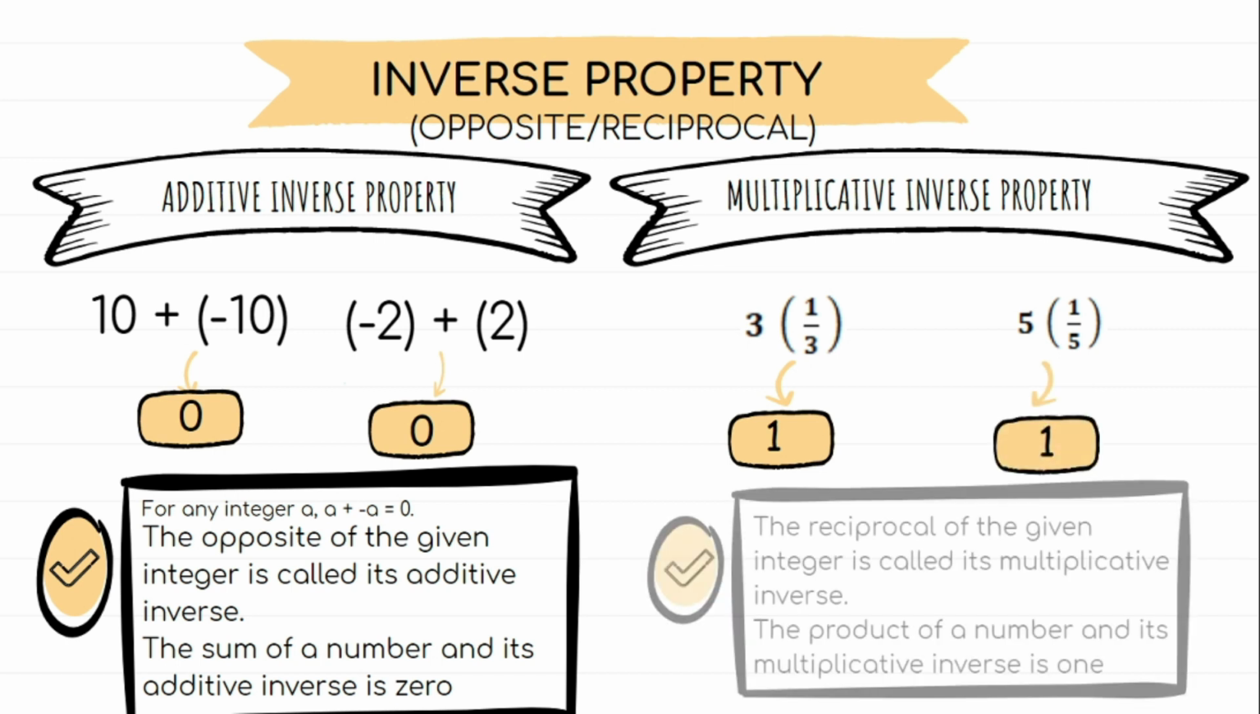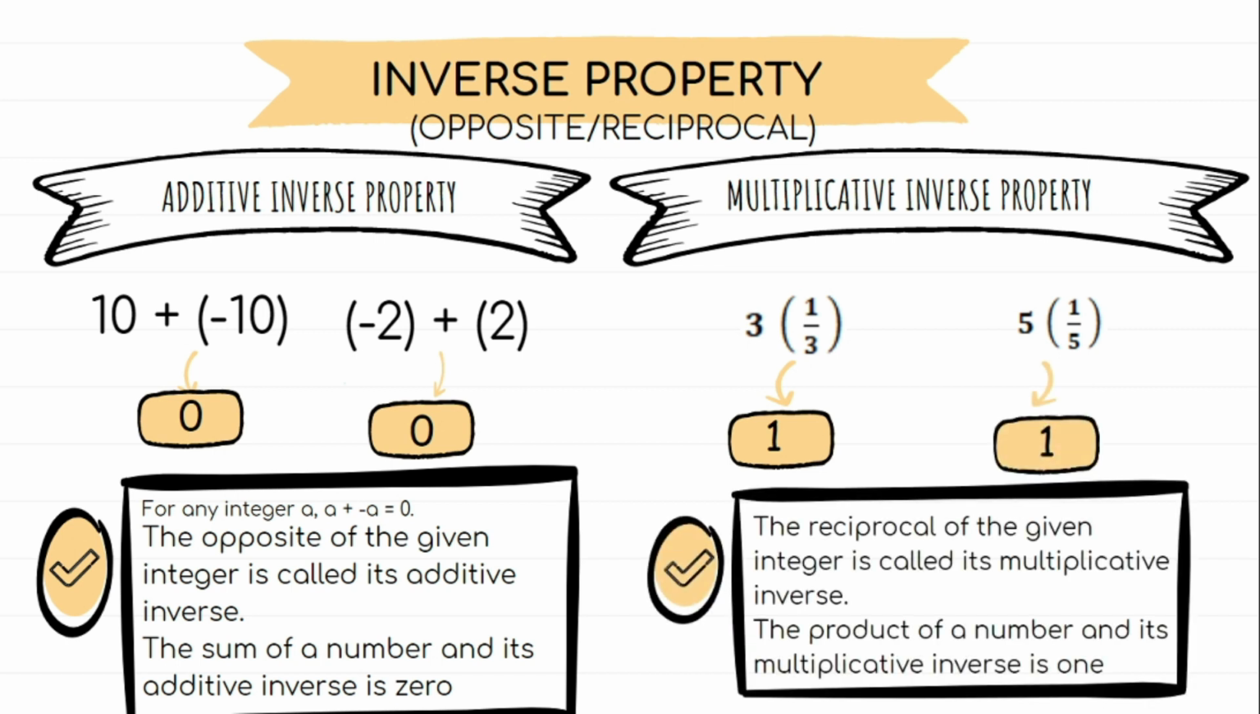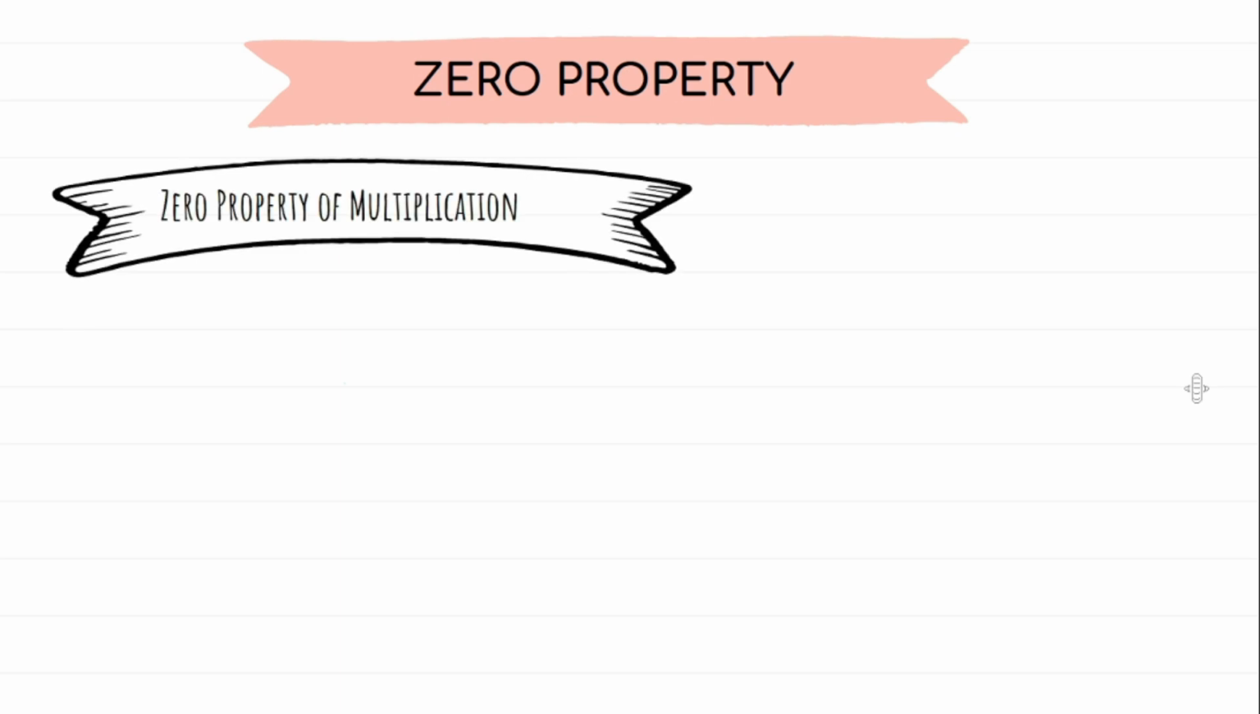So, meaning to say, the reciprocal of the given integer is called its multiplicative inverse. Ang reciprocal daw ng given integer is multiplicative inverse. So, the product of a number at yung kanyang multiplicative inverse ay laging 1. Okay? Next, zero property. So, this is zero property of multiplication lang ang meron tayo. So, ibig sabihin yan, for example, negative 98 multiplied by 0, the answer is 0.